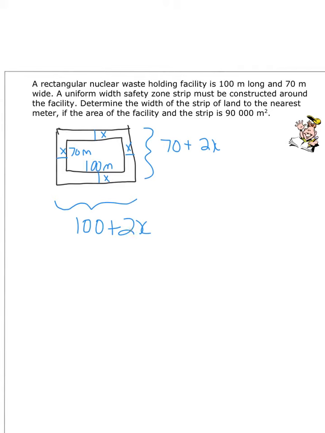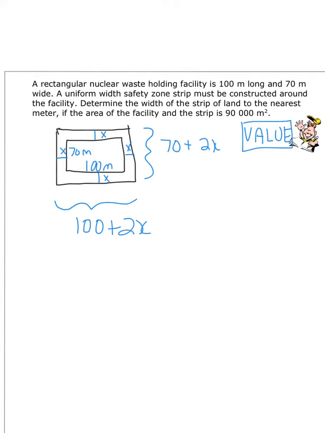We now need to determine if this is a value problem or a maximize or minimize problem. Here, the question asks to determine the width of the strip of land to the nearest meter. So we are trying to find this value of the width. We are not asked to maximize the area. We're not asked to minimize the area. In fact, we are given what the area is. So this is a value problem, which means I'm either going to factor or I'm going to use the quadratic equation to find the x value.